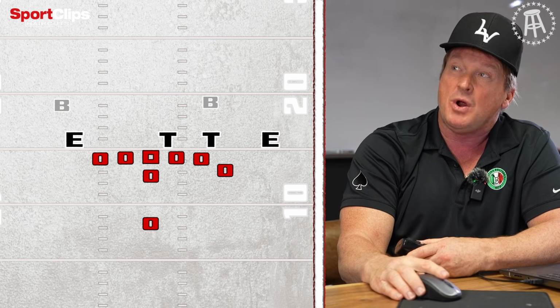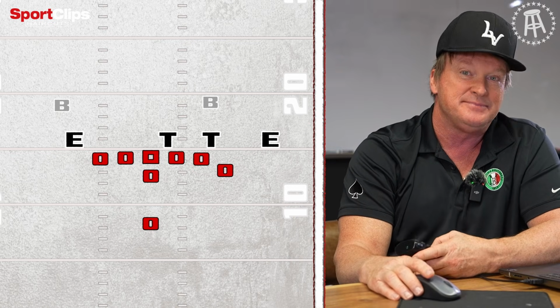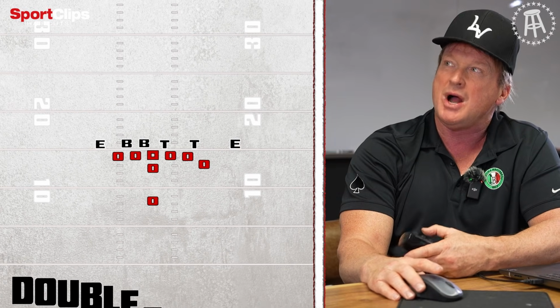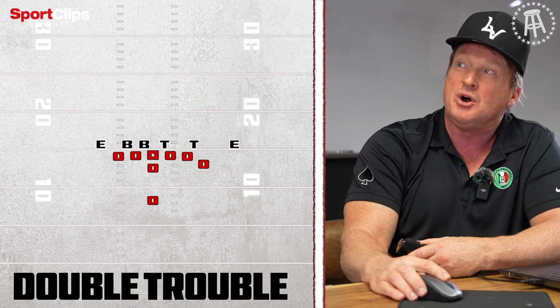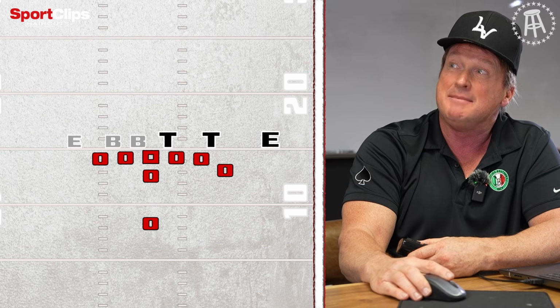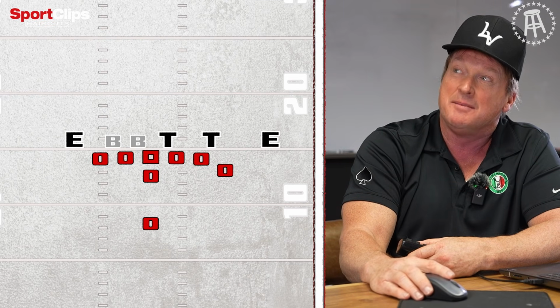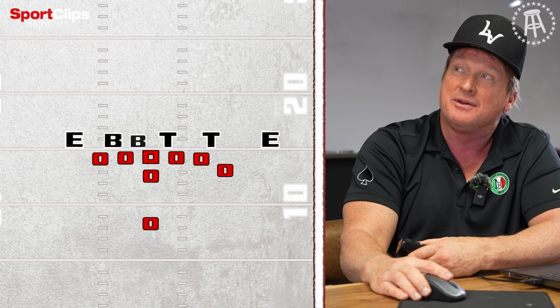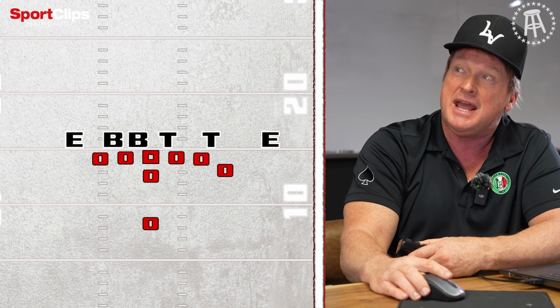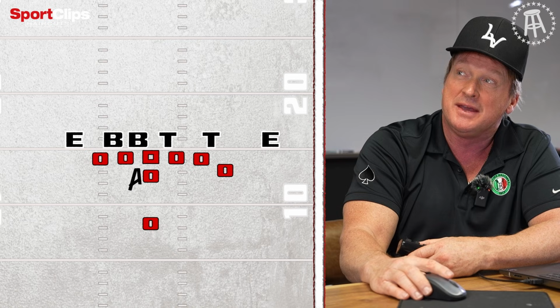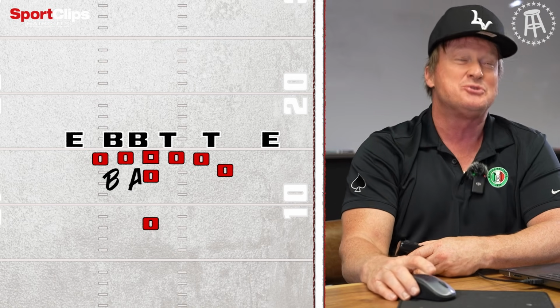And then we already talked about double A's, right? Well, let's talk about double trouble. Double trouble is a load front. 3 down linemen on one side of the center, yes? Yep. There's your 1 defensive end. But now they take the 2 linebacker defenders and they don't put them both in the A gaps. They put 1 in the A gap and 1 in the B gap away from the load side.